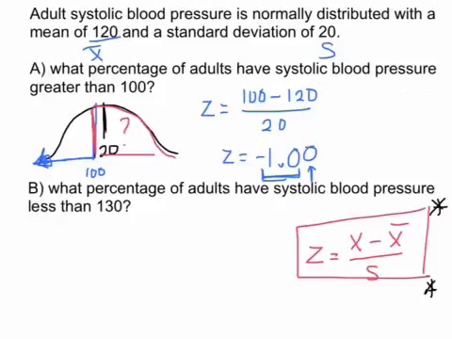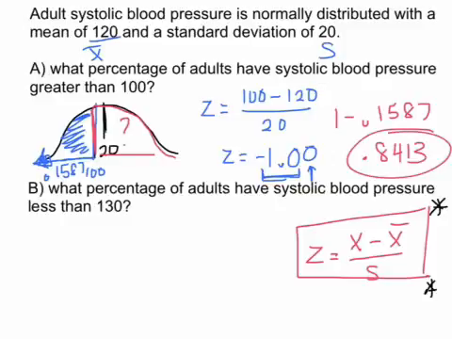And when I do that, I get 0.1587. So that's the percentile that falls at -1 and below. But I want greater than, so I'm going to take 1, the entire thing, minus that percentile. And when I do that, I get 0.8413. So this is the information that falls above the -1 z-score, or the percentage that's greater than 100.